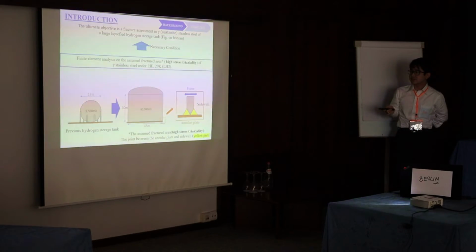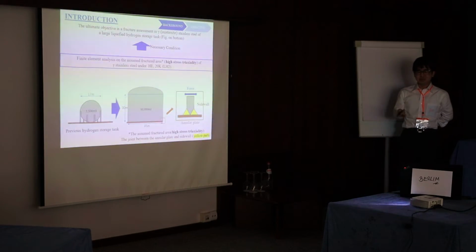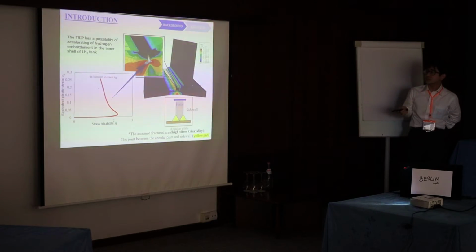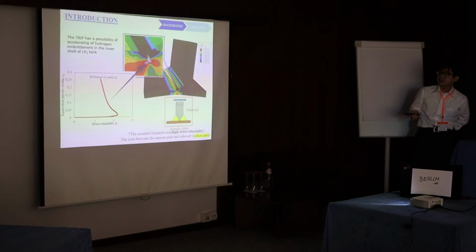And let me explain briefly about the assumed fracture area. We assume that fracture happens during an earthquake, because there are a lot of earthquakes in Japan. The point of it is the joint between the annular plate and sidewall. So this is the yellow bit. As a side note, I want to briefly tell you how high the stress triaxiality is on the notch tip. The graph shows that it's around 1.5, which is very high.